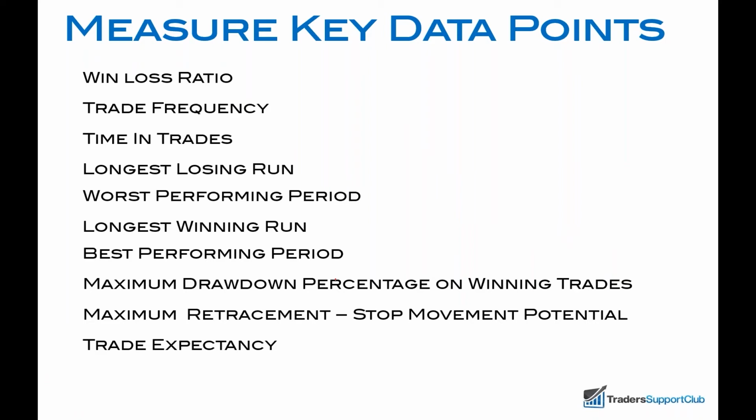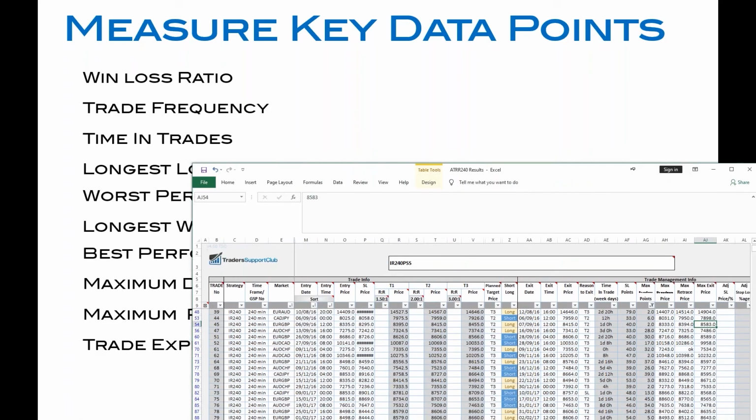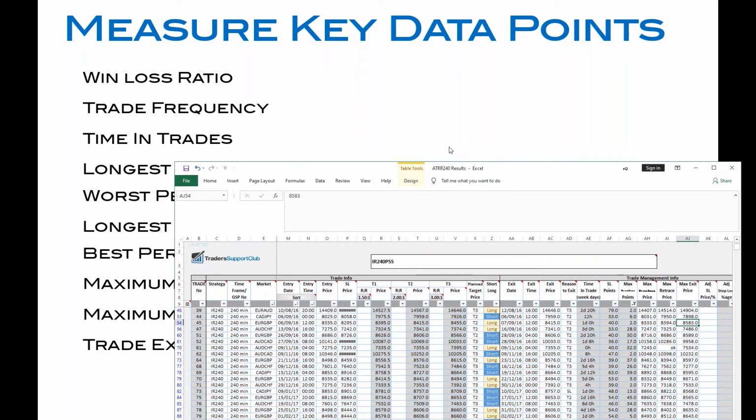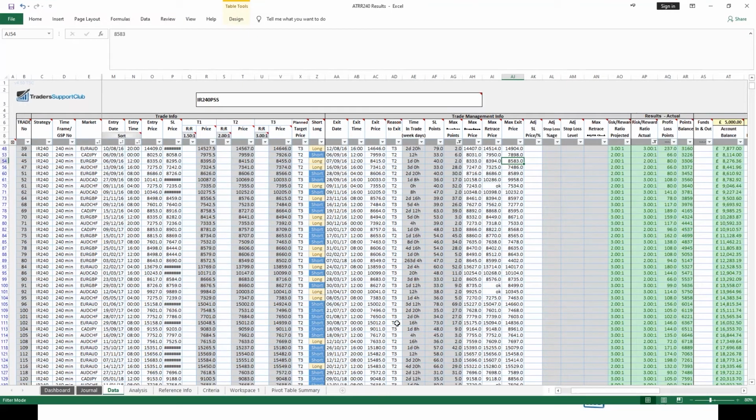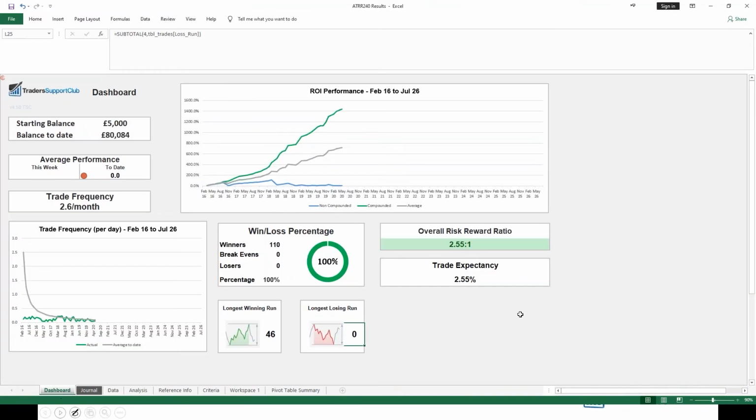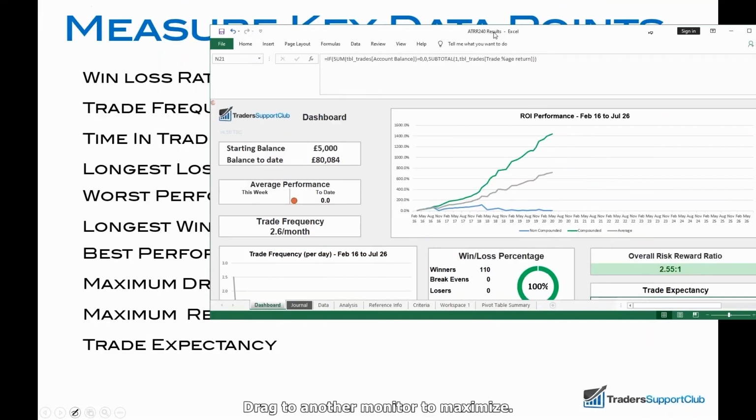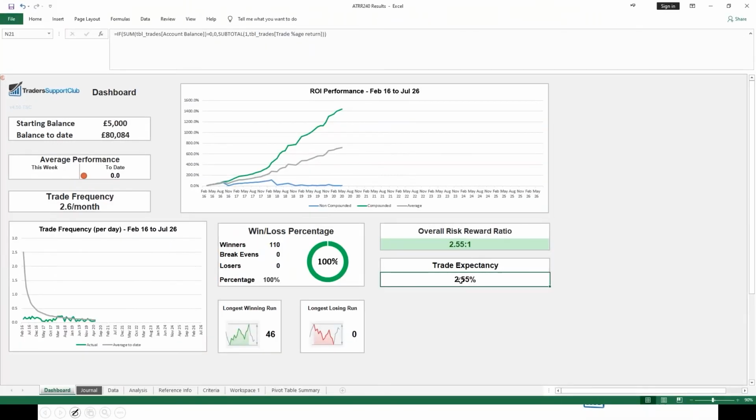And then one of the last ones that I want to show you is trade expectancy. Trade expectancy is something that has a huge impact on a trader's mindset, and on their ability to stick to a risk management process. So trade expectancy is very simply, based on the trades that you're looking at, whether or not the trade gives you a certain percentage regardless of whether the trade wins or loses.